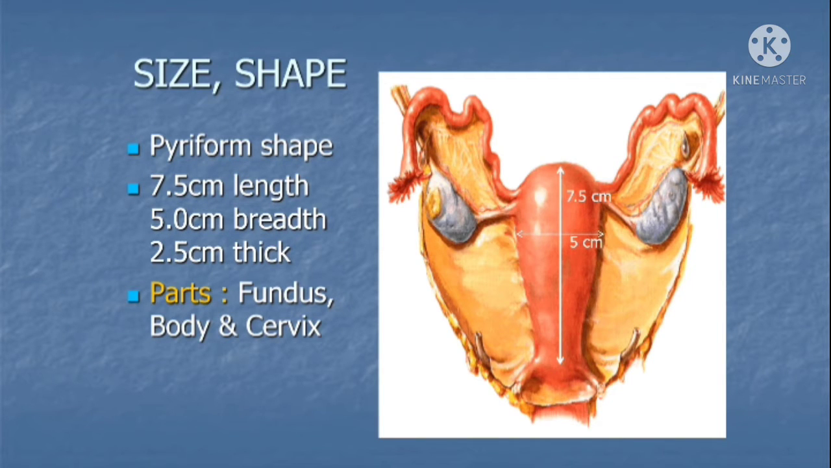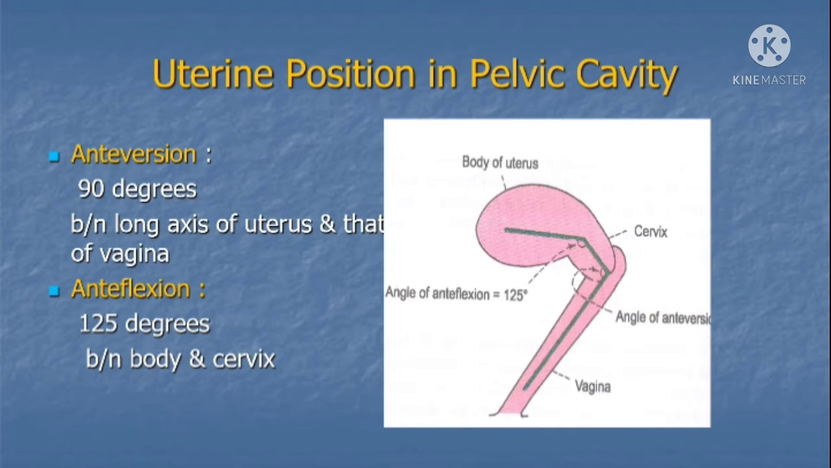The shape is pyriform. The length is about 7.5 cm. Breadth is about 5 cm. 2.5 cm is thickness. And the parts are fundus, body and cervix. The uterine position: it has anteversion and anteflexion.